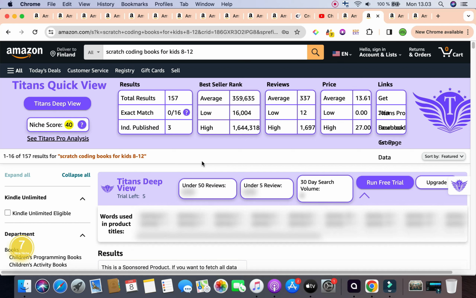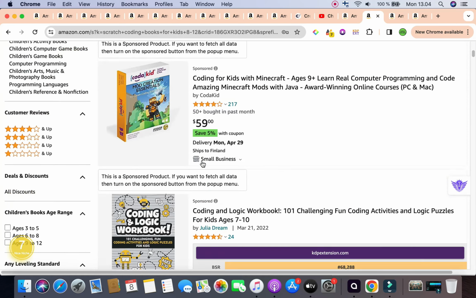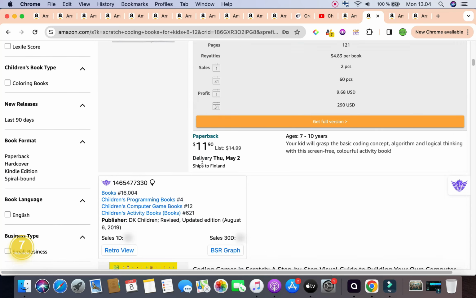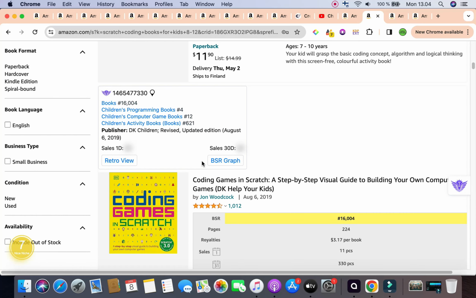So the niche score for that is 40 by Titans, and the Amazon's Cat Pro has given us a number 7, and the total results is 157, which is below 1,000. The average bestseller rank is below 400,000, and it's sitting at 359,635. Average reviews are 337. Average price is $13.61. Great keyword right over here, and there are a lot of really good books that are ranking quite well.